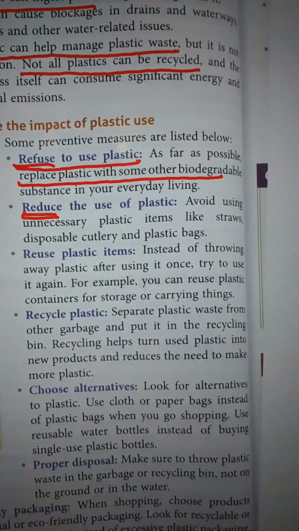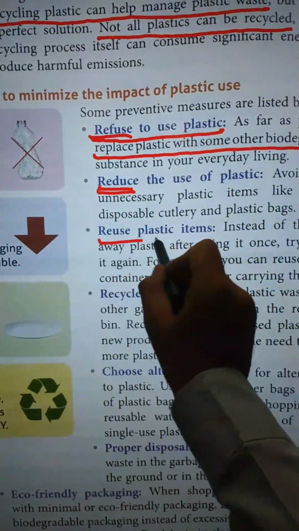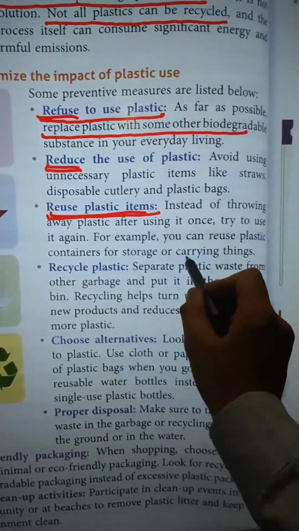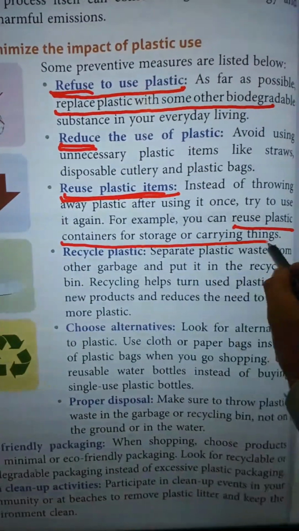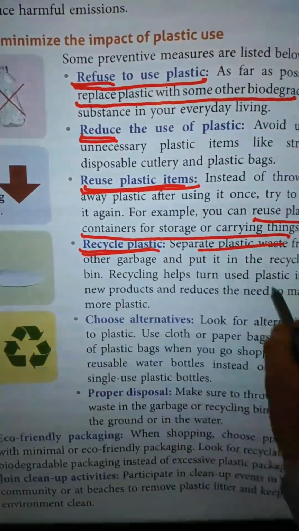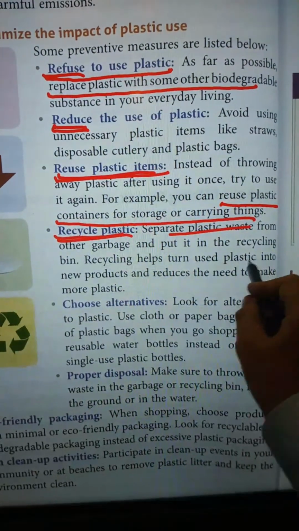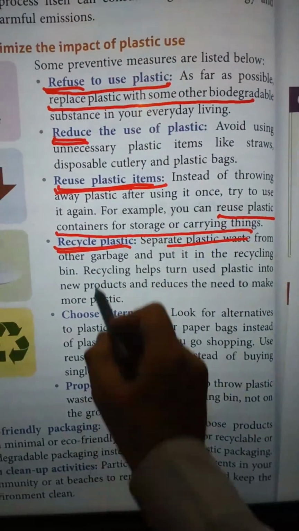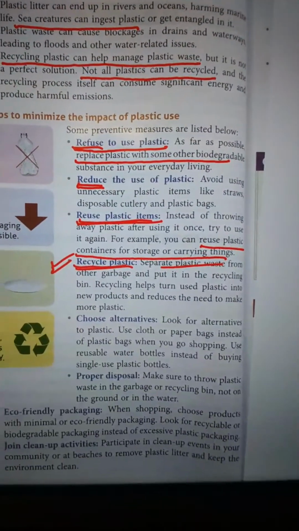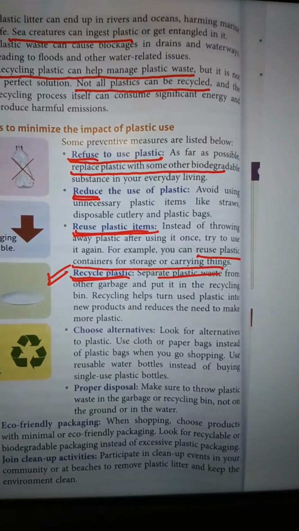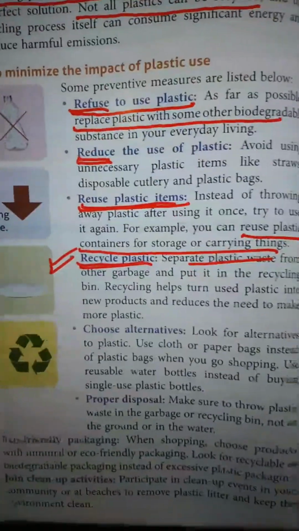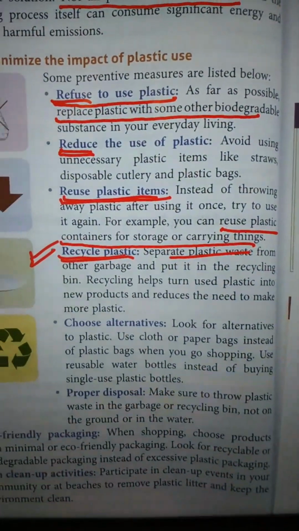Avoid using unnecessary plastic items. Reuse the plastic items. Instead of throwing away plastic, try to use it again. You can reuse plastic containers for storage again and again. Recycle plastic. Separate plastic waste from other garbage. Recycling helps to turn plastic into new products. And if anyone is looking for a business in future, recycling can make you a millionaire fast. So instead of looking for a job, look for a way where you can recycle at a lower rate.